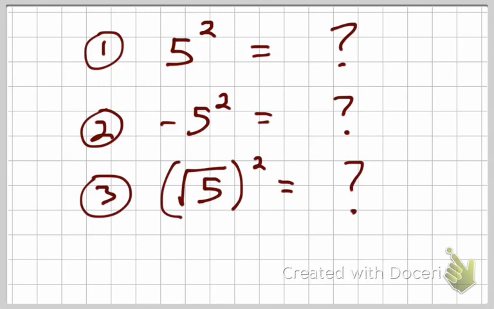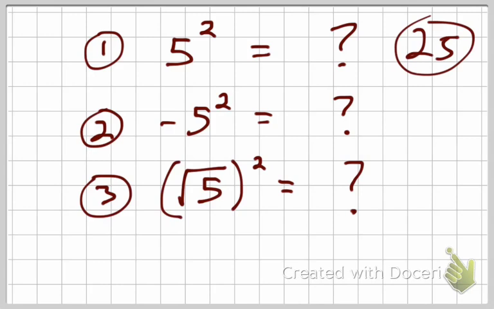There you go. Okay, so 5 squared. That's pretty simple. That simply means 5 times 2. Is that what that means? Does 5 squared mean 5 times 2? No, it means 5 times 5. Thank you. So 5 times 5, the answer is 25. That's an easy one, right?